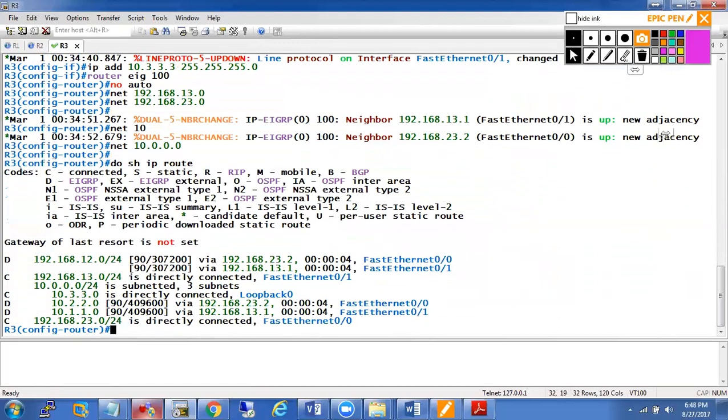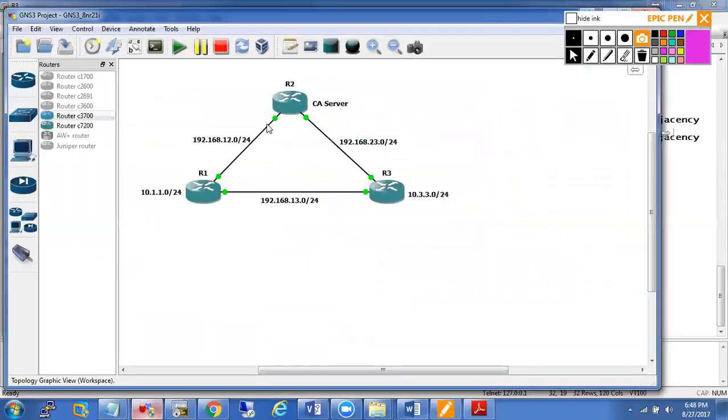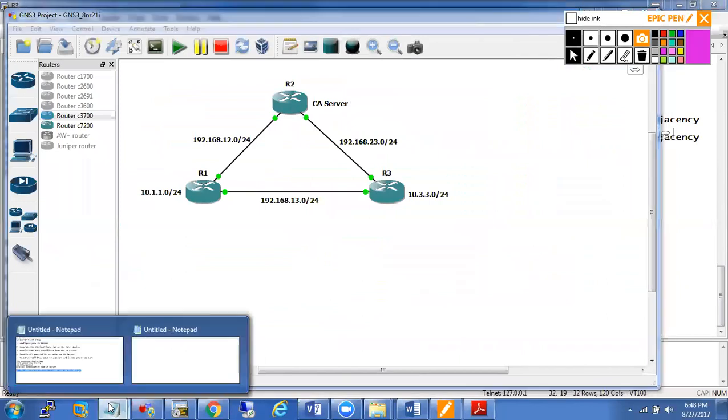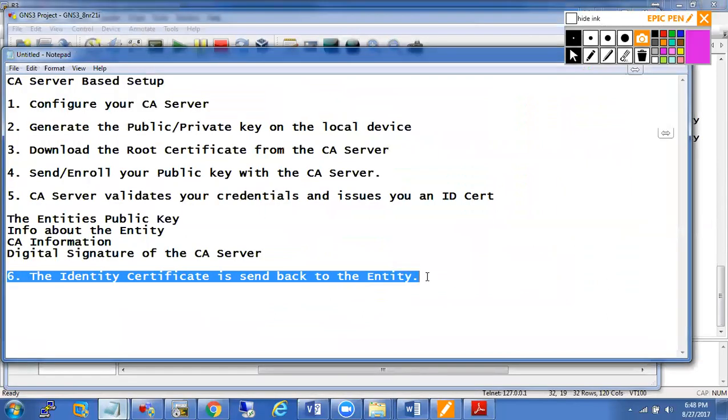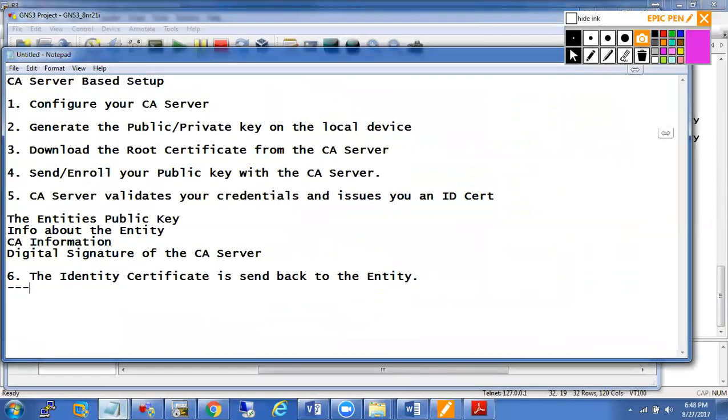Good. Now my first objective is to commission router 2 as a CA server. What are the different things that I need to do on router 2 to set it up as a CA server? So this is the flow, how it's done, the configuration part of it. CA server first. How do I set the CA server up?